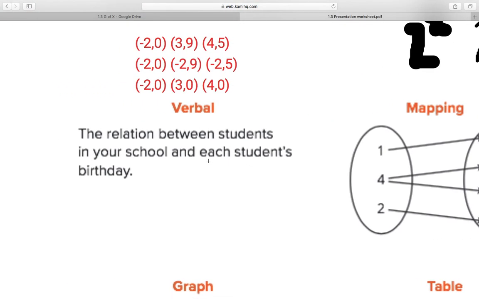Last one is verbal, right, the relation between students in your school and each student's birthday. Okay, so the students in your school and each student's birthday. Well, this would be a function because there's no two students who are the exact same, right? So every student's their own little individual, so therefore they're all going to have their own birthdays. Some students might have the same birthday, but there are no clones of people, which means every student would have their own individual birthday. I'm not going to have multiple of me in a school. Okay, so this would be a function here.